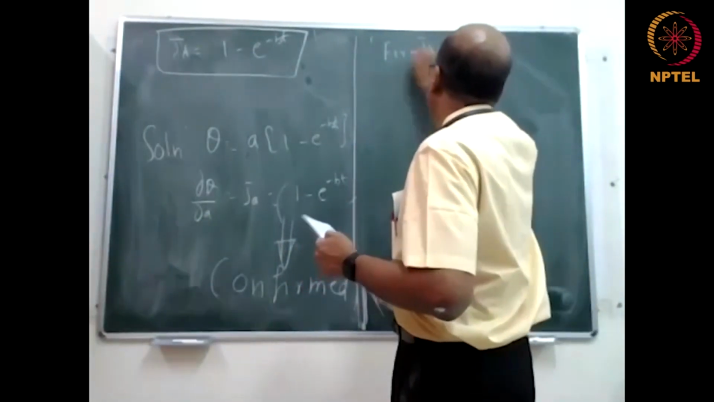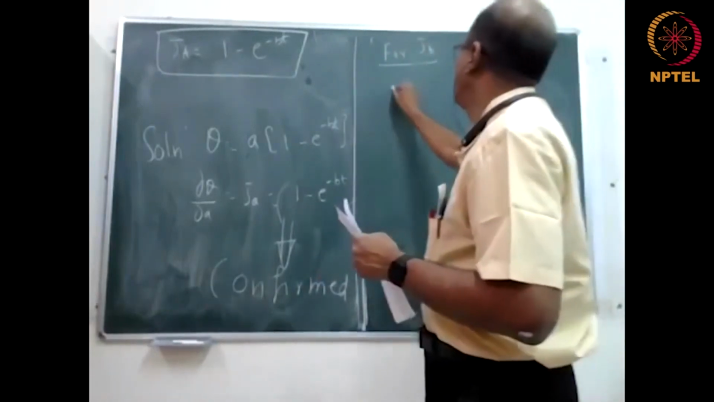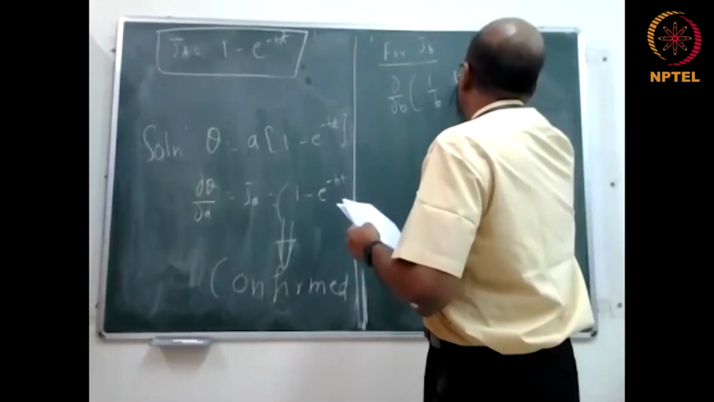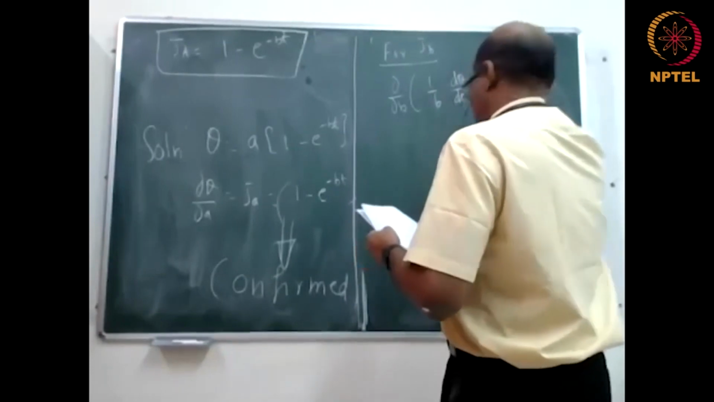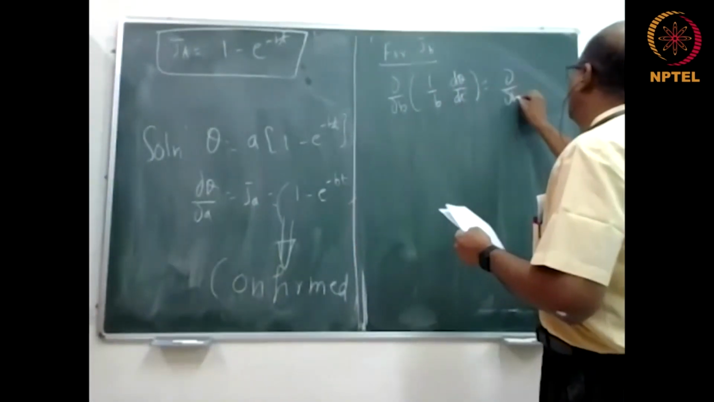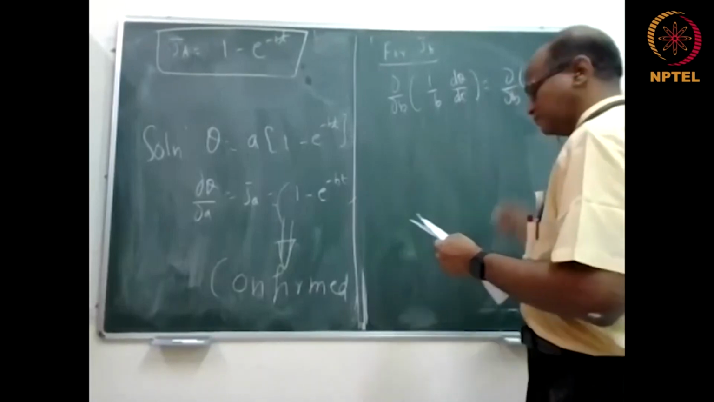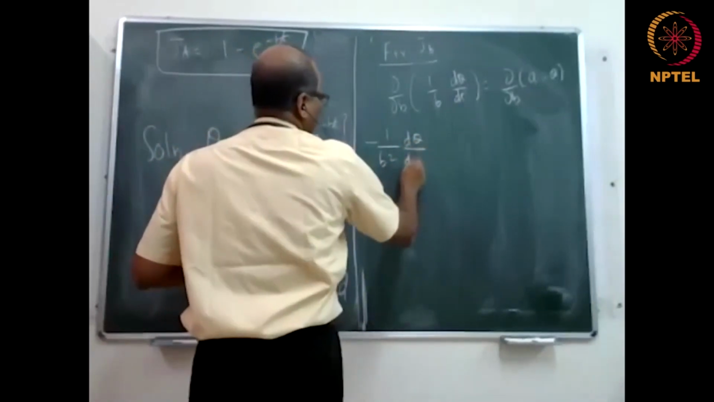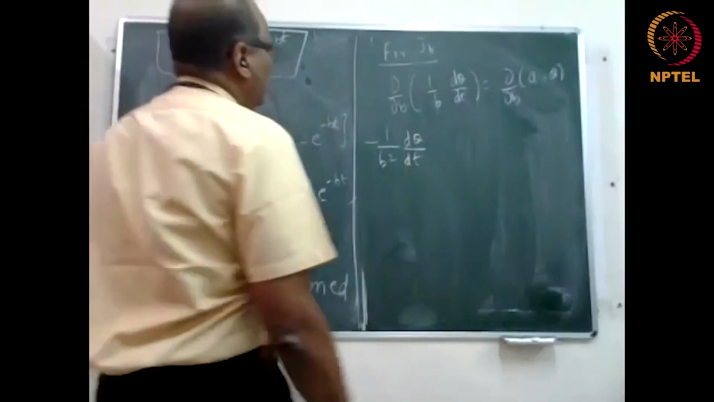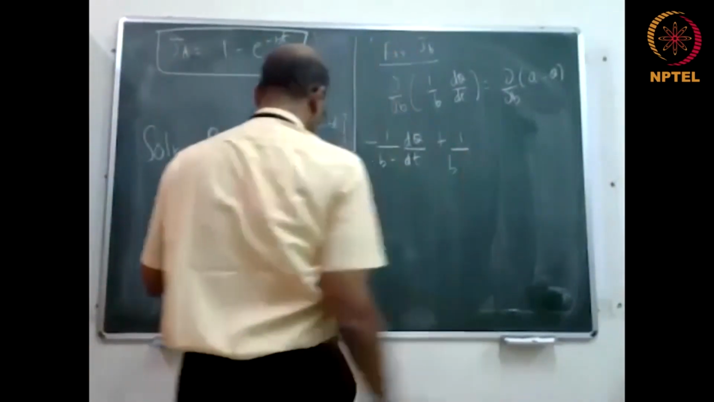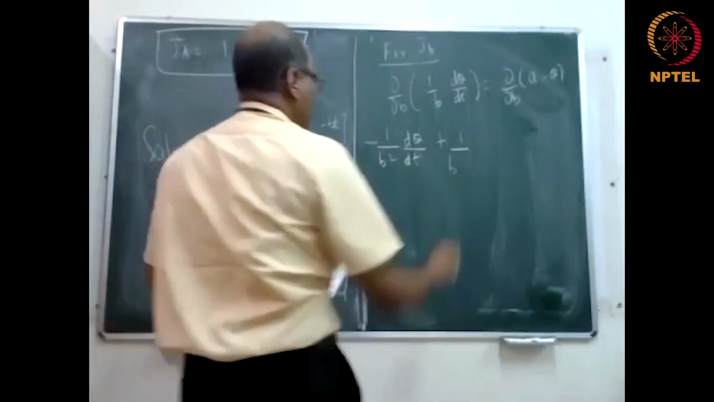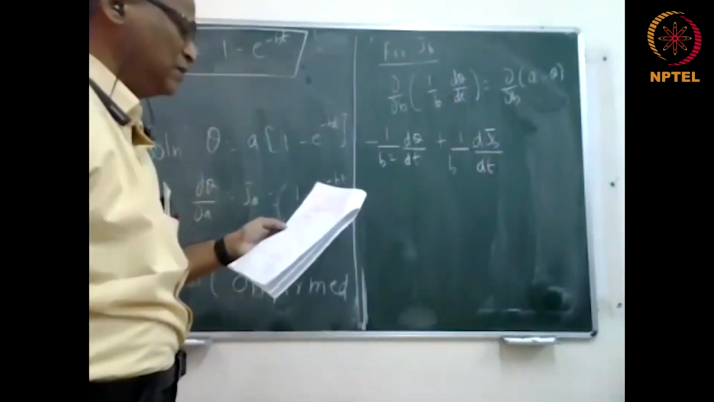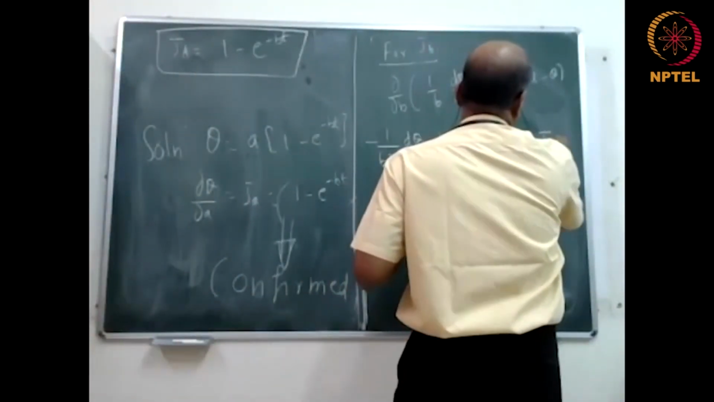Okay. Now, for JB, dou by dou B of d theta by d tau equals dou by dou B of (A minus theta), which gives minus 1 by B square d theta by dt plus 1 by B. Is this correct?